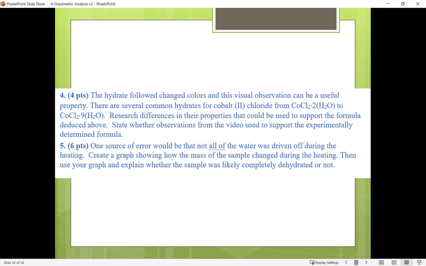All right, and so this is actually very common. We try to look for clues that either things aren't following our hypothesis about the change or they're supported. And so you just want to collect as much data. There's a lot of properties on here, but there's one useful property that's related to the color. One source of error would be that not all the water was driven off during heating.